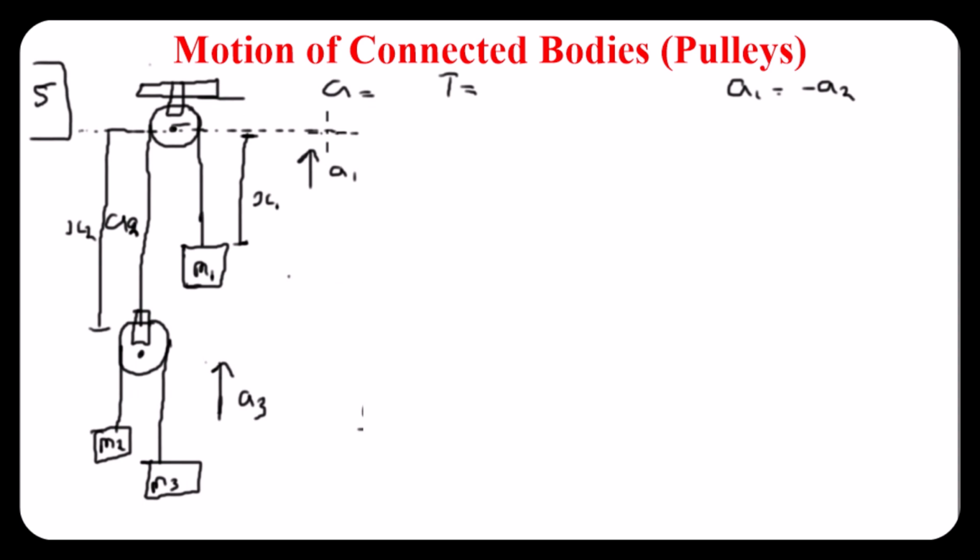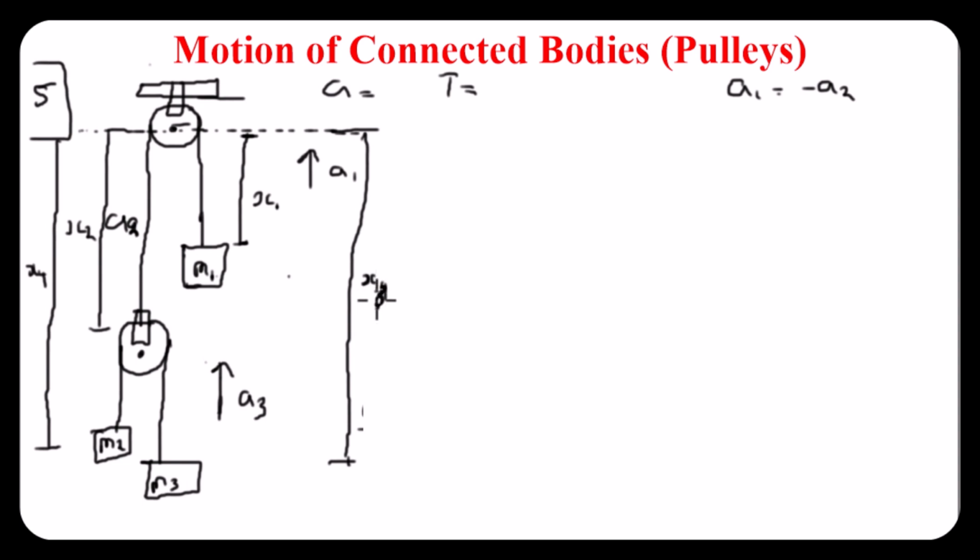So again, we're going to get the length of this string. Let's call the length here x4 and the length of mass M2, let's call this x3. So for the sake of simplicity, this is x3 and this is x4. Now remember, when we have acceleration moving upward, we take it as positive, and when we have acceleration moving downward, we take it as negative.